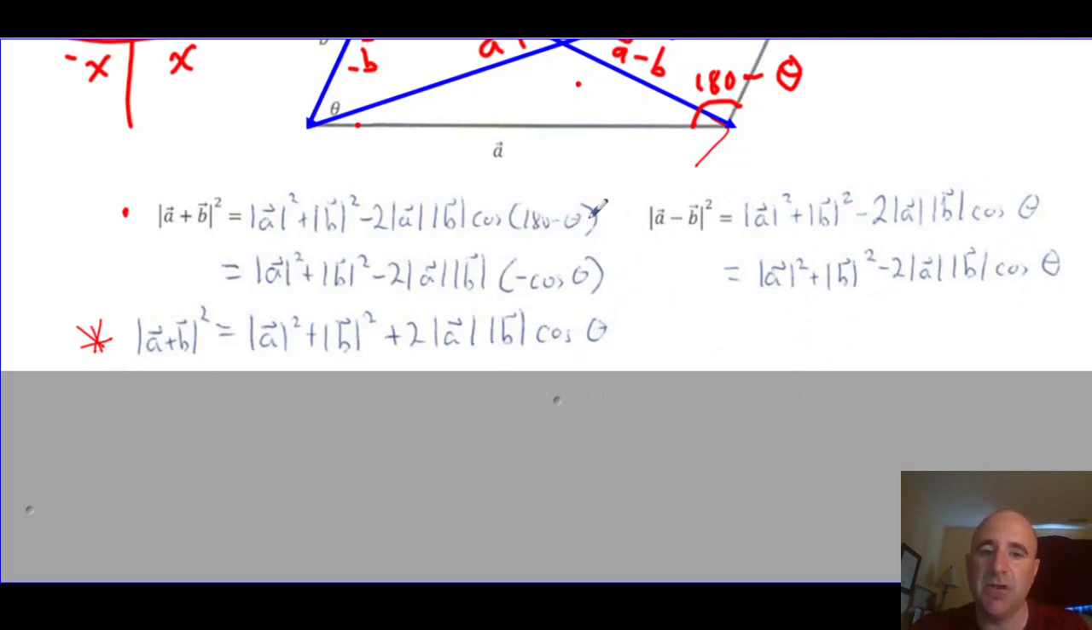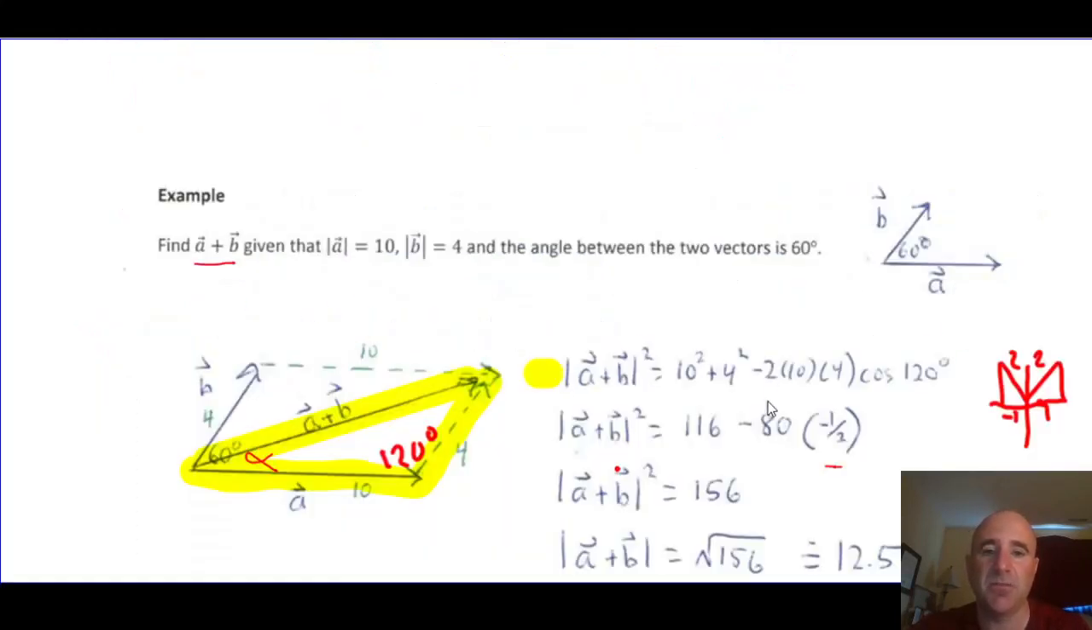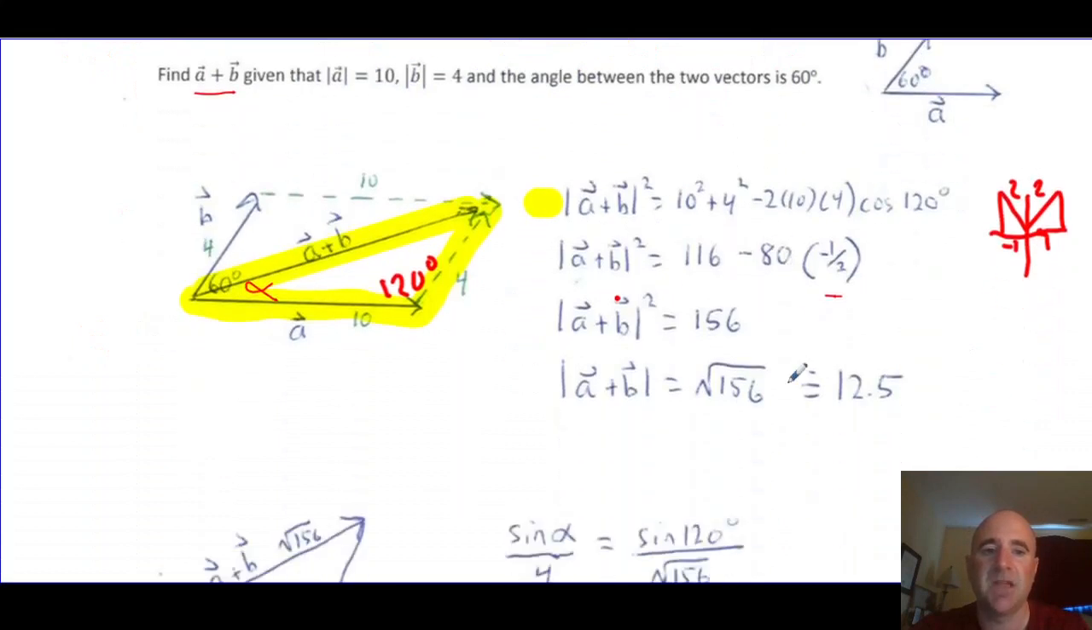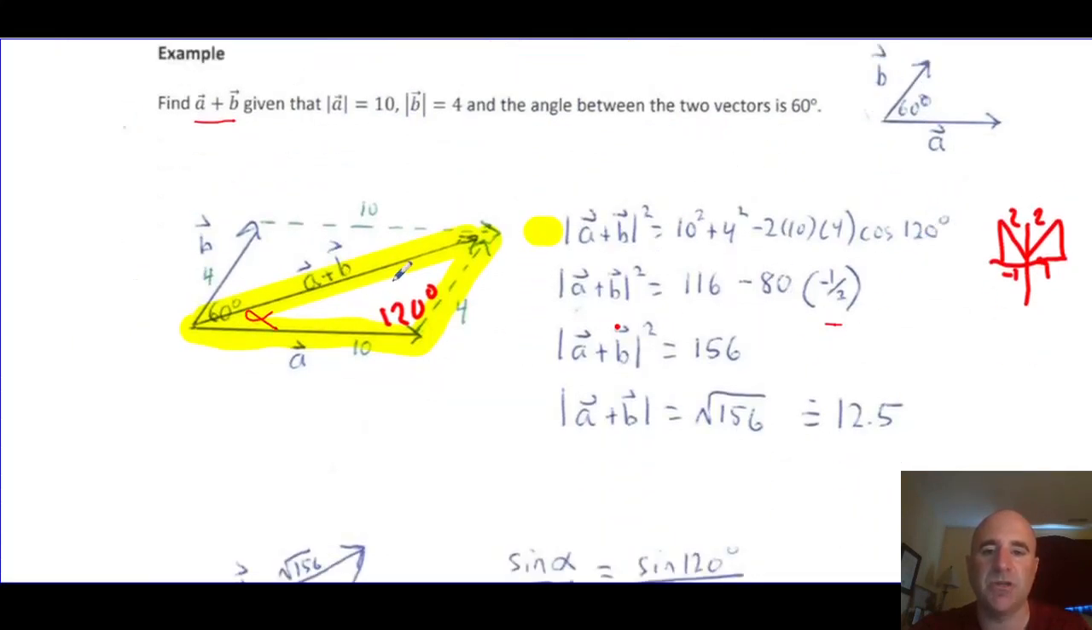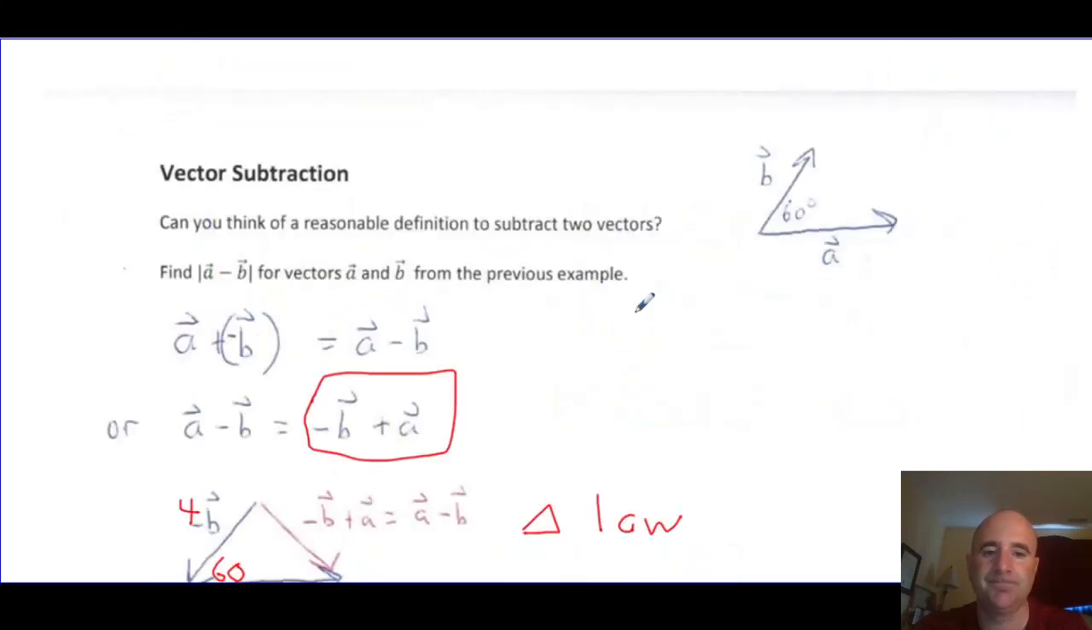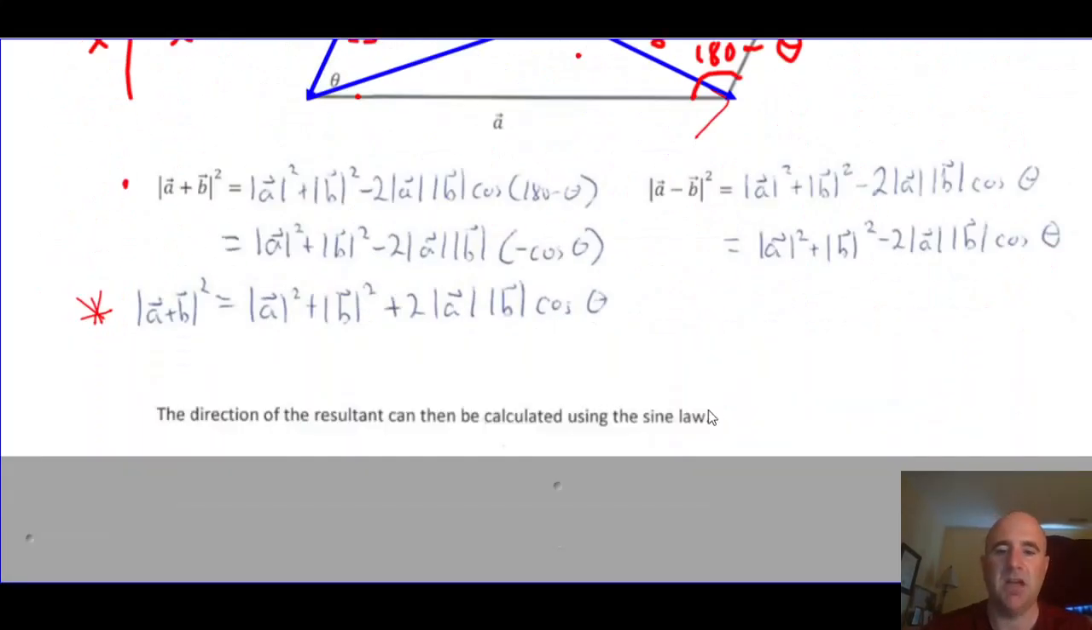I don't want to confuse you by giving you another way to do something, but really you could just always do this calculation if you wanted to. So basically, if I look back here, instead of figuring out 120, I could have just said, use cos 60 and then change this negative to a positive, because this will be the negative of the angle I want. After that, the direction of a resultant can always be found using the sine law.